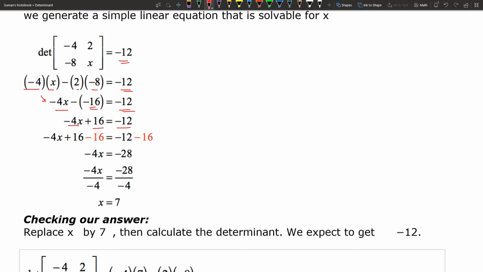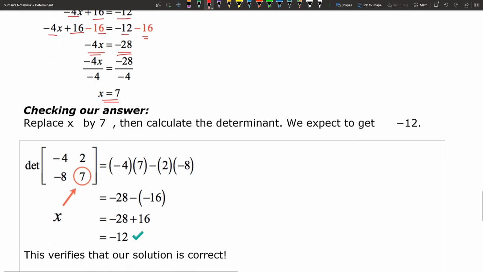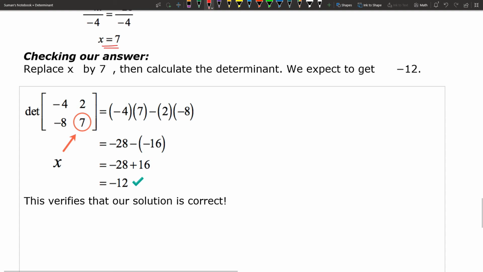So we have minus 4x plus 16 minus 16 is equal to minus 12 minus 16, or we are getting minus 4x as minus 28. So dividing, we get the value of x as 7. Now we can check whether the value x equal to 7 is right or wrong. In place of x, we put the value 7. So minus 4 into 7 minus of 2 into minus 8. So minus 28 minus of minus 16.